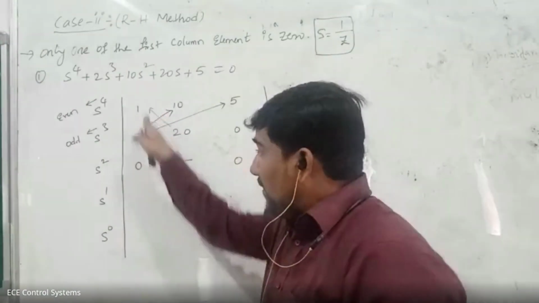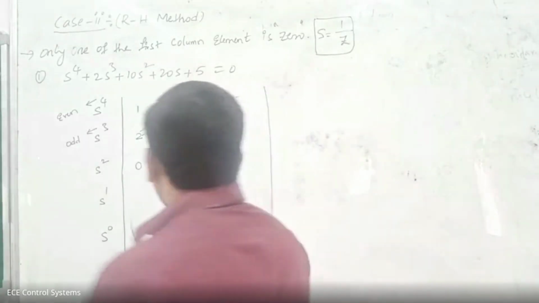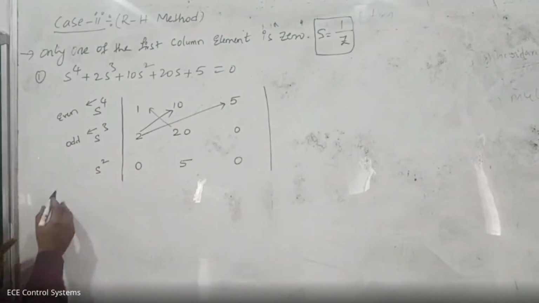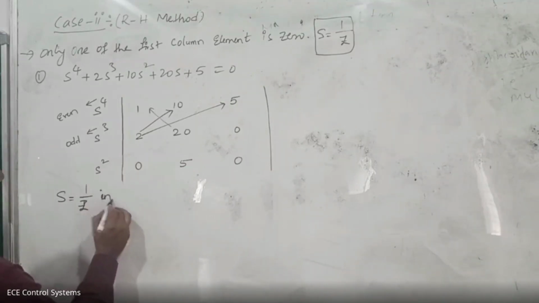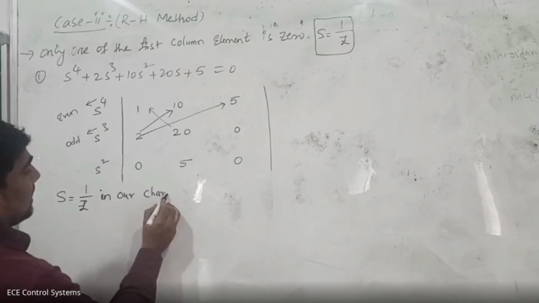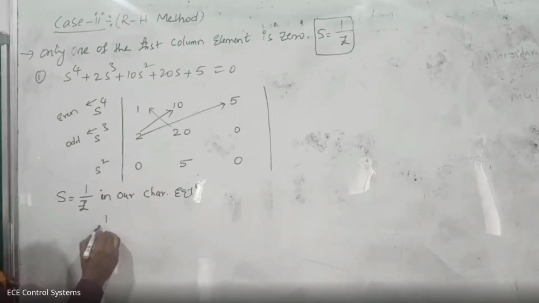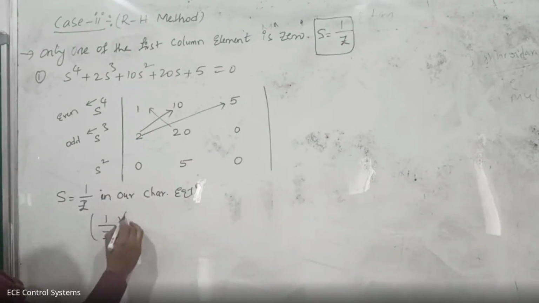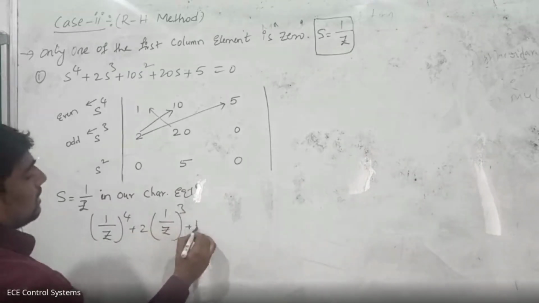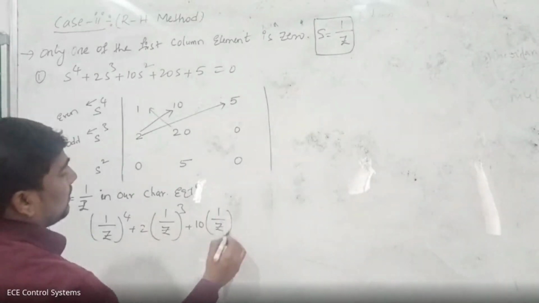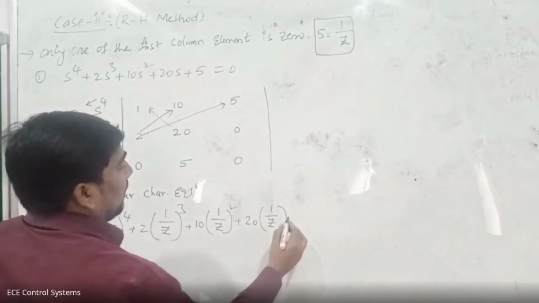If any one of the first column elements is 0, now you have to take that equation. Now substitute S equal to 1 by Z in our characteristic equation. This is our characteristic equation. Substitute: 1 by Z whole power 4 plus 2 into 1 by Z whole power 3 plus 10 into 1 by Z square plus 20 into 1 by Z plus 5.